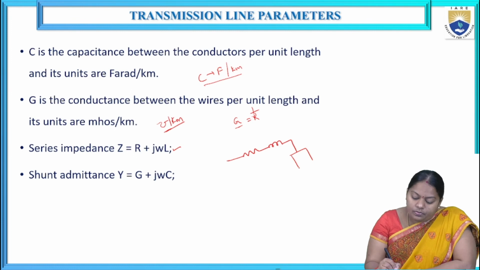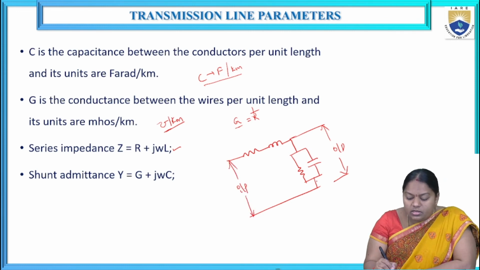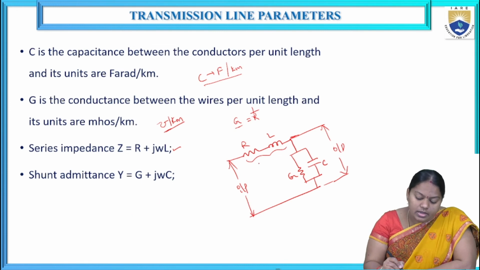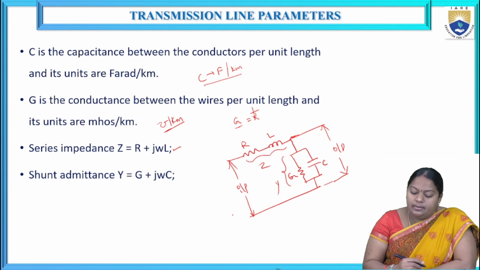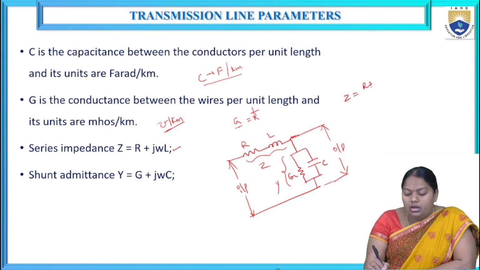So okay, this is the simple equivalent circuit output, and here is the input. The parameters or the primary constants which are associated with this particular transmission line are given by R, L, G, C. Right? So if you observe from this, the equivalent impedance can be written as Z, and here it will be Y. So Z is equal to R plus j omega L, and Y equal to G plus j omega C.